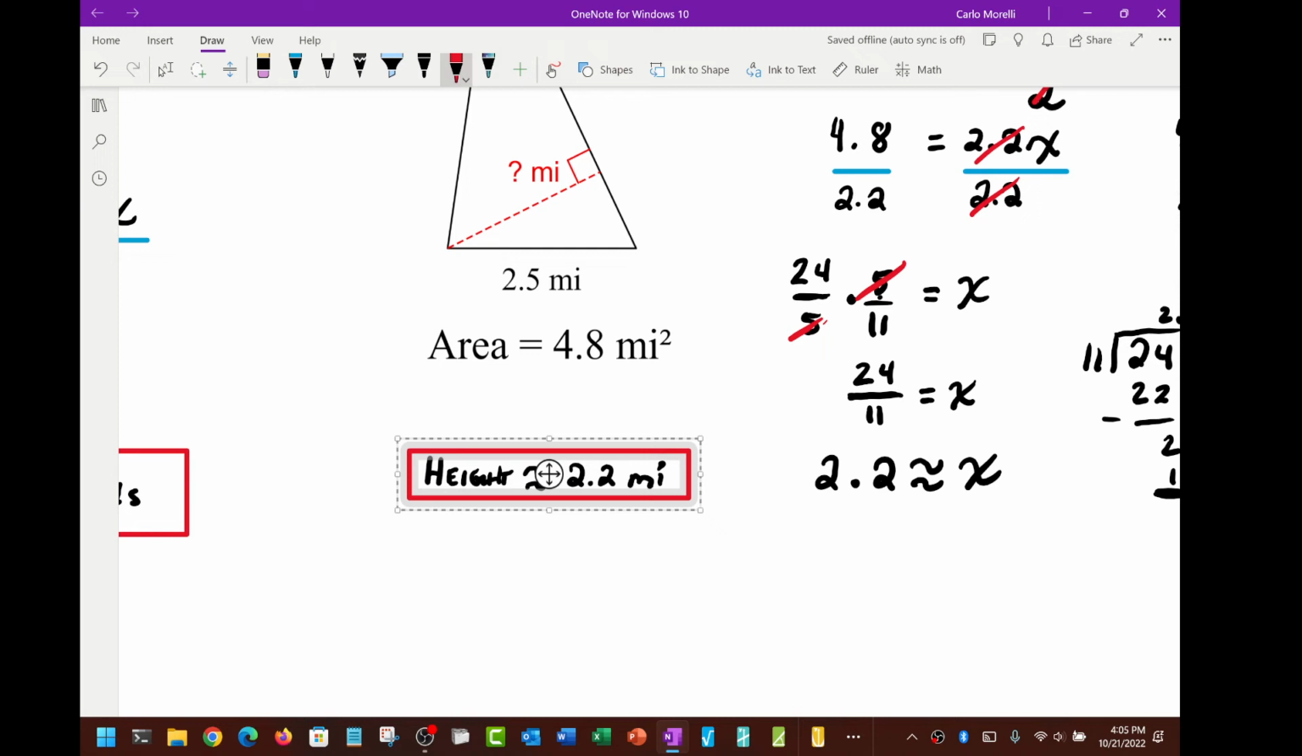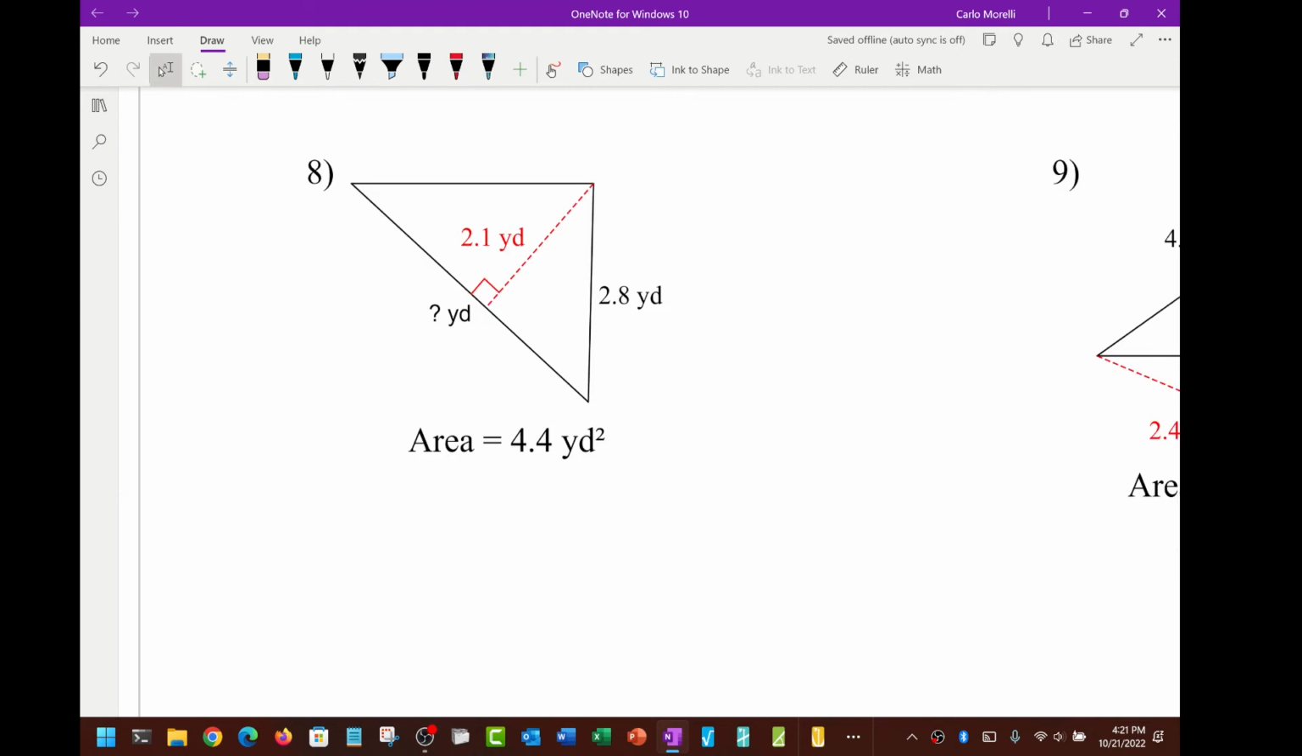Okay, and we're going to call it good there for number 7. All right, so here we are on number 8. And it looks like on number 8, they want us to find the base. Once again, they're giving us this 2.8 yards, but I have no indication that this is an isosceles triangle. So I don't care about that. We'll just mark it out.